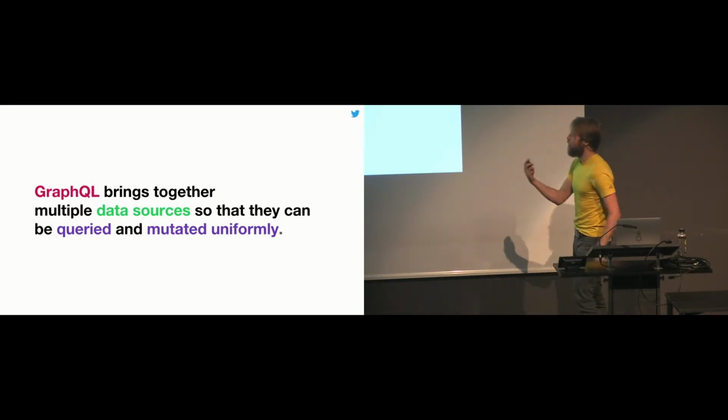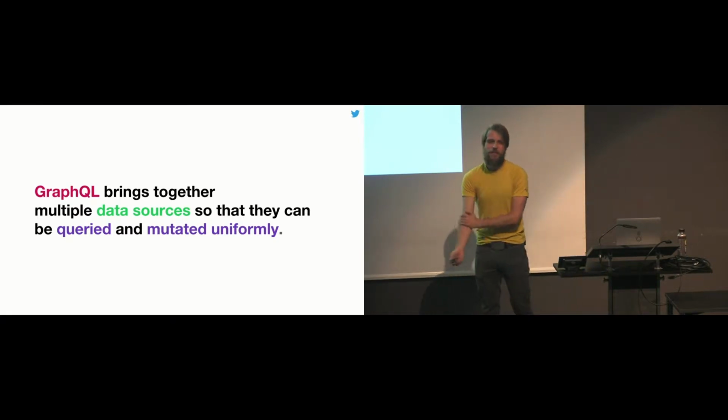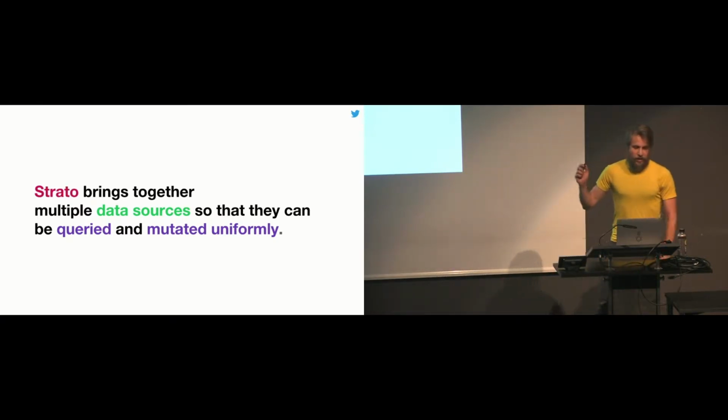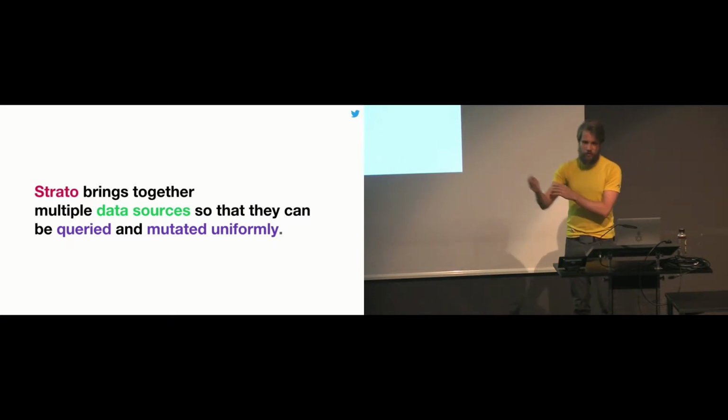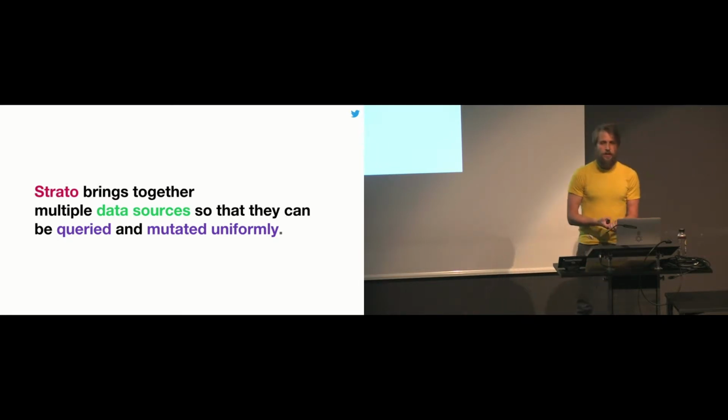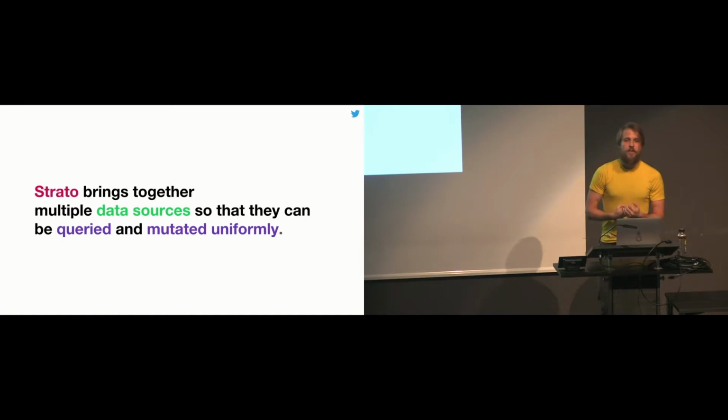GraphQL brings together multiple data sources so that they can be queried and mutated uniformly. Exactly the same idea. So philosophically, Strato and GraphQL were very similar, except Strato has been built for very different purposes, and it wasn't really focused on building client applications. It's also not exposed to the outside world in any way. So it existed at Twitter for a while, and it's the layer that we decided to use to power our GraphQL API. It integrates tightly with all the Thrift services.